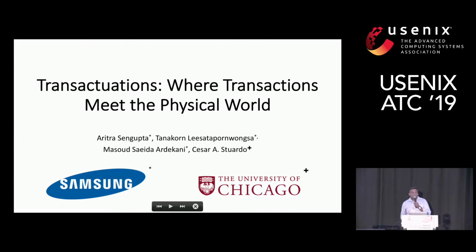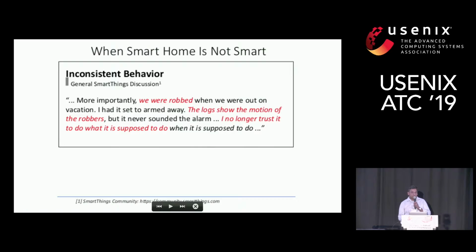So in this talk, I'm going to focus on one fundamental and overlooked aspect in IoT, that is reliability in IoT systems. So why do IoT systems need to be reliable? Let me give you an example of a dissatisfied smart home customer. He was on vacation and his home got robbed. He found that the logs showed that the motion sensors detected the motion of the intruder, yet the application did not sound the alarm. And he lost trust in the system.